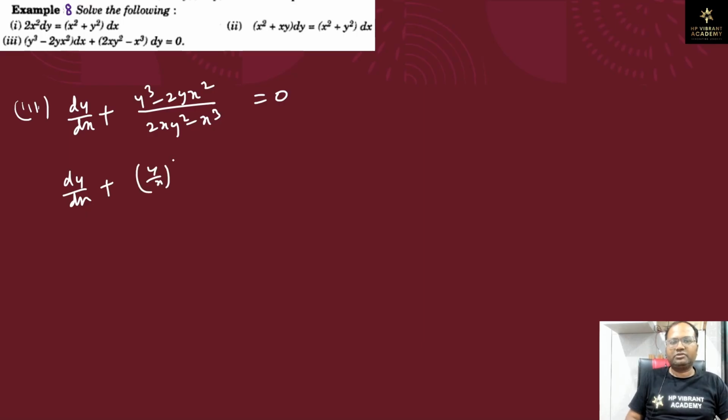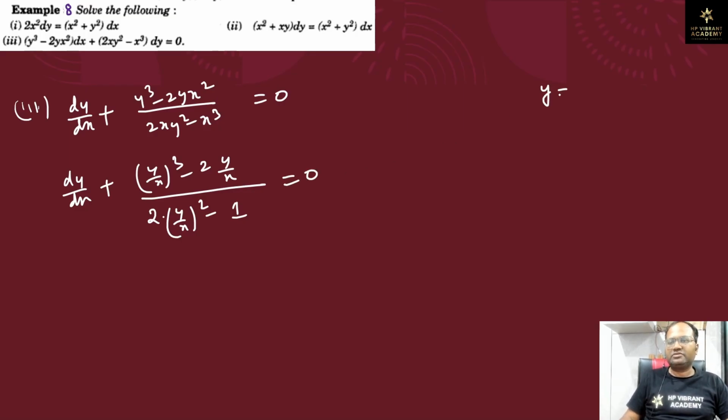Okay, so we have dy upon dx plus (y cube minus 2y x square) upon (2xy square minus x cube) is equal to 0. Let us divide the numerator and denominator by x cube. So we have dy upon dx plus ((y upon x) whole cube minus 2 times y upon x) upon (2 times (y upon x) whole square minus 1) is equal to 0.